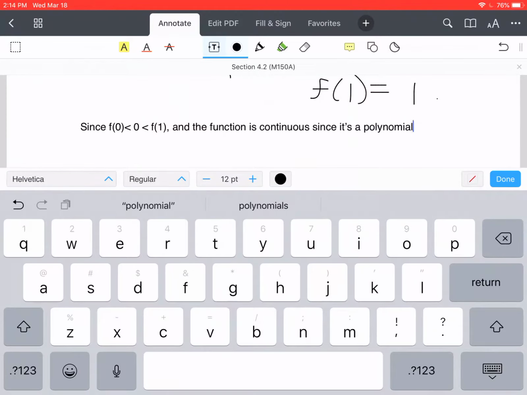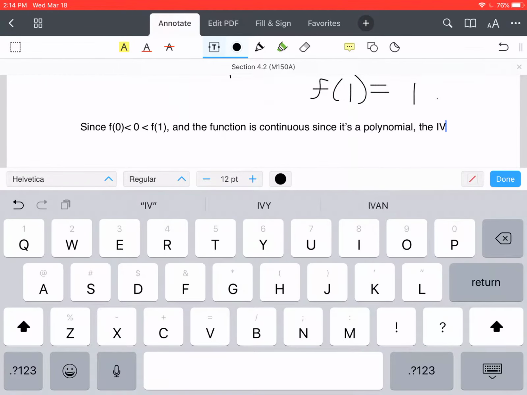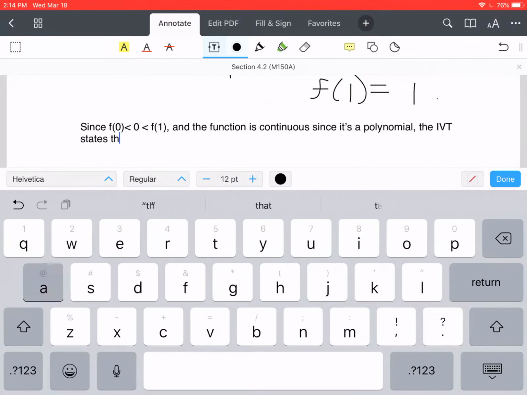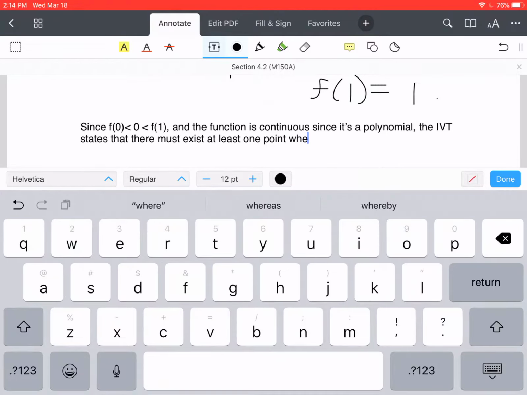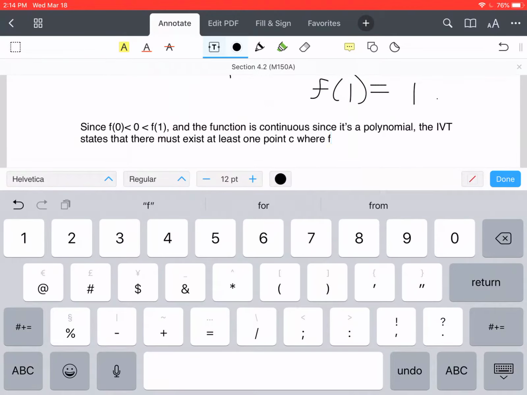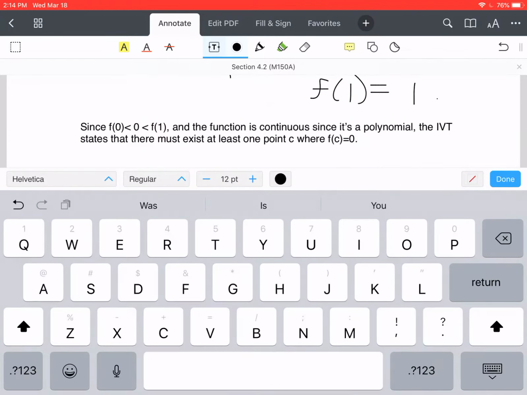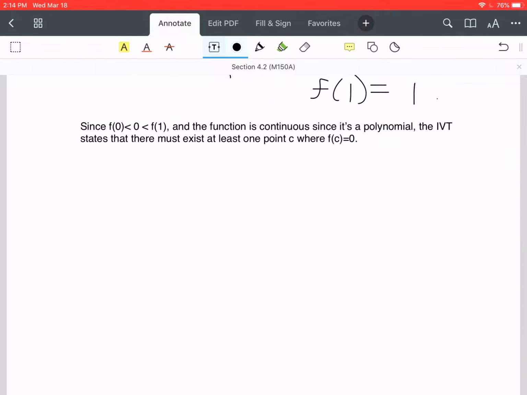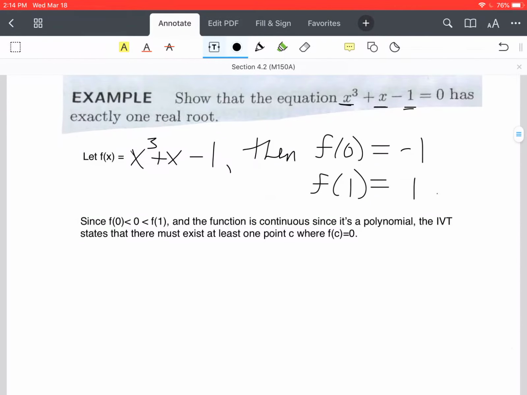So since the function is continuous, and one of the values is less than 0 and one of the values is greater than 0, the intermediate value theorem, so the IVT, states that there must exist at least one point, call it C, one point C, where f of c equals 0. So in other words, there must exist at least one real root on this interval.